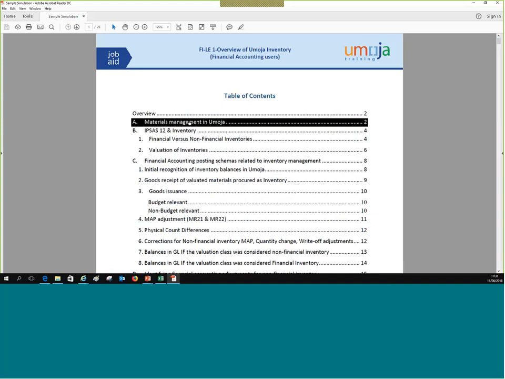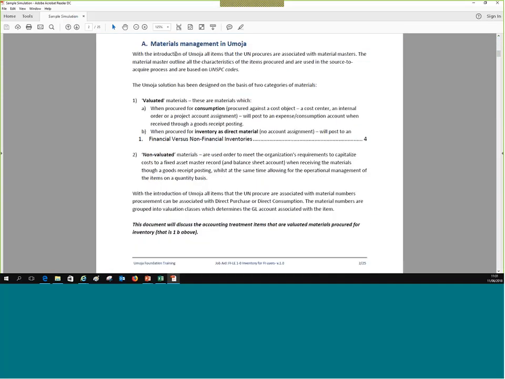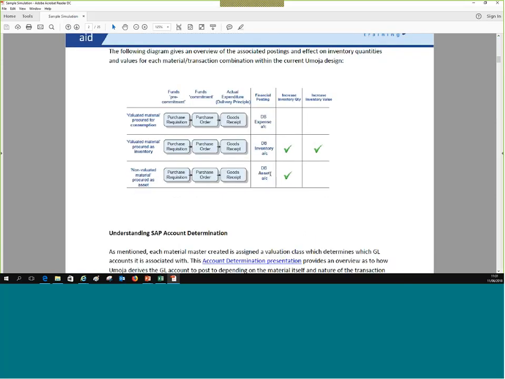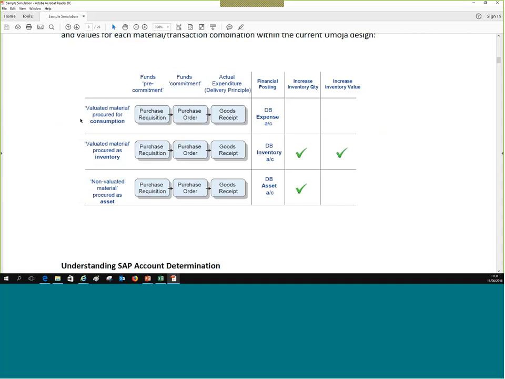So for example, if I do a quick review, you have explanation of materials management in Umoja, valuated materials versus non-valuated, what I said. Non-valuated materials, for instance, the fixed assets. Valuated material, what goes to inventory. Explanation of what is different, what is going to consumption versus going to inventory as direct material. You have explanation here, a very good one, about the process. When you acquire for consumption, everything goes to expenses.